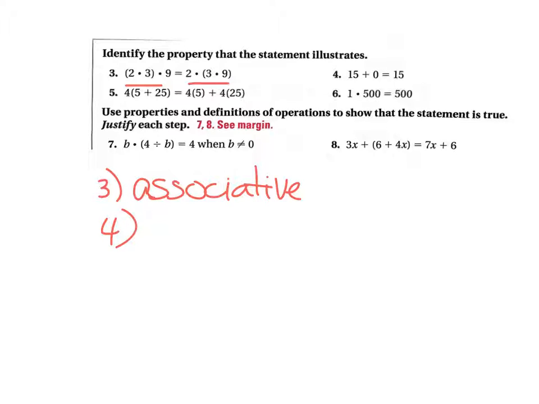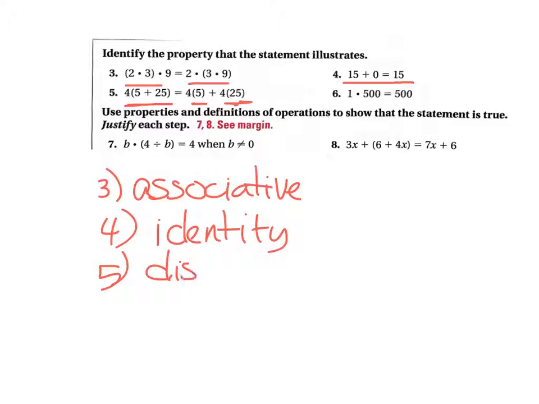Number 4, right here. If you look at it, they added 0 to 15. It's still 15, so 15 kept its same identity. That's the identity property of addition. Number 5, right here. The 4 is outside, 5 and 25 are inside. Look what they did. They multiplied the 4 times the 5 and 4 times the 25. So they distributed the 4 across the parentheses. So it's distributive property.